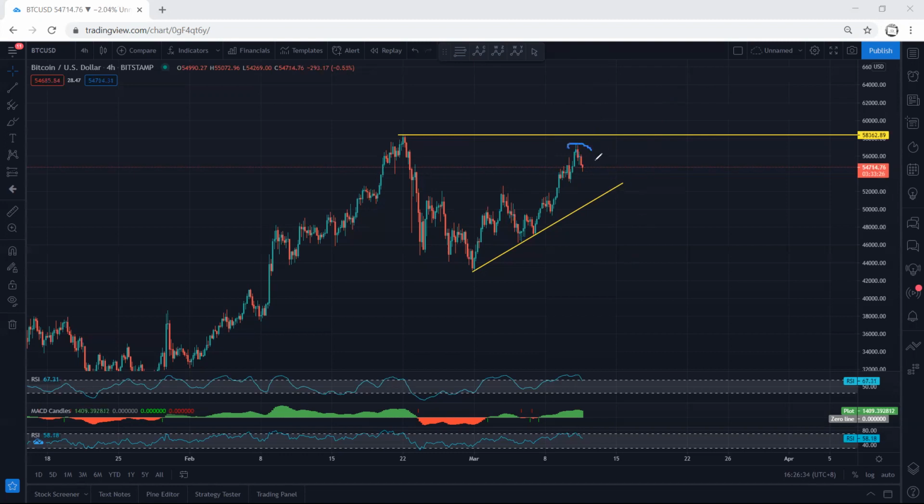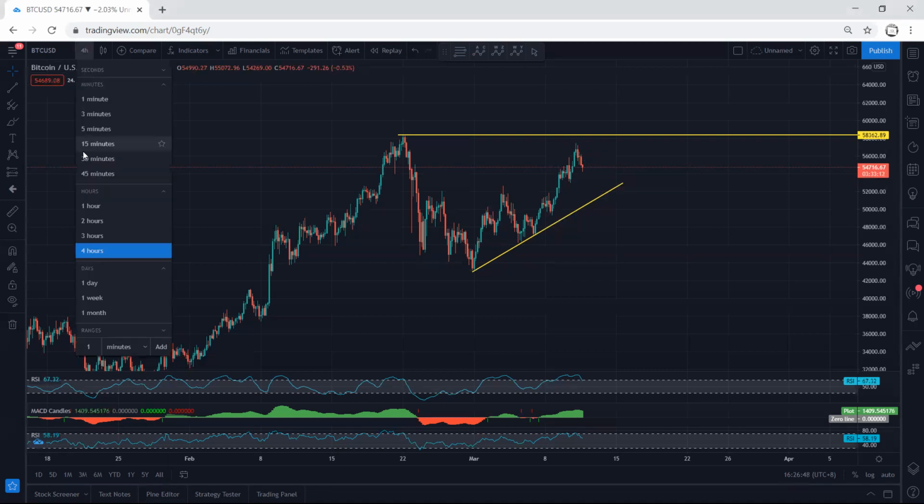Then if you want to look for buy within this range, we should be quite careful that if the price drops, the possibility of breaking this one and continuing, even retesting this low, is there. Now we want to see how we can trade it.